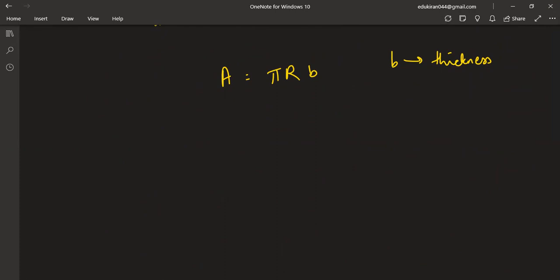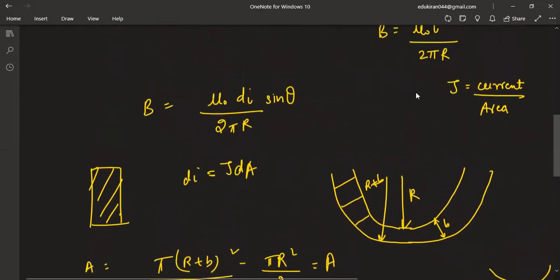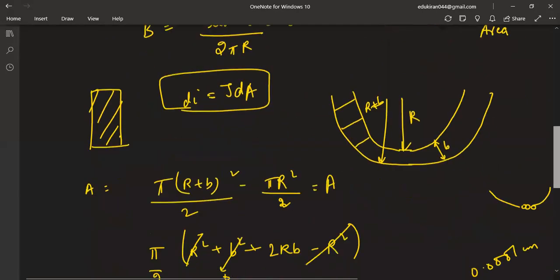Now area will be what? If you take a very narrow area, current is simply current density multiplied by area. So dI is current density multiplied by area, and area you have as pi r into the thickness. Now pi r is exactly what? This is the thickness which you're having, very small. How do you write the thickness? How do you write the radius?